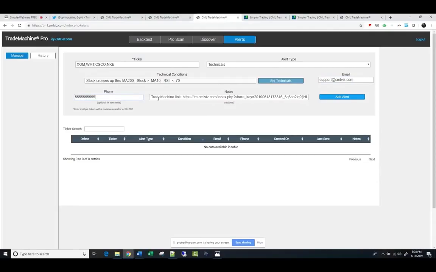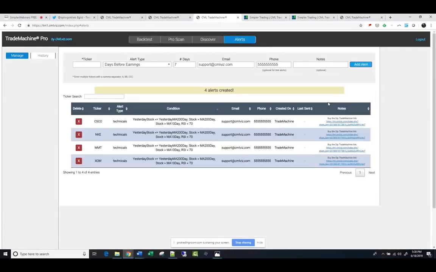Okay, you're automatically going to get a link to the backtest, but I like to give myself a note. So I'm going to say buy the dip. This makes it easier to sort. Okay, and then I'm going to add it. I have just now, in virtually 60 seconds, created 4 trades. These are 4 things I want to do when they come up, but we're not done.